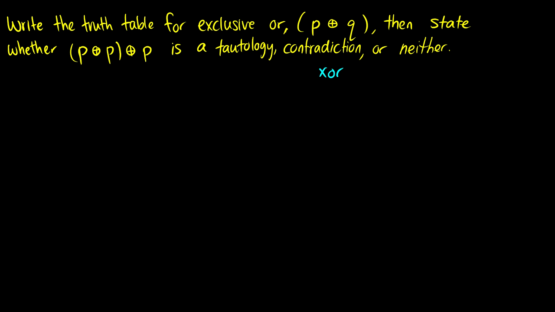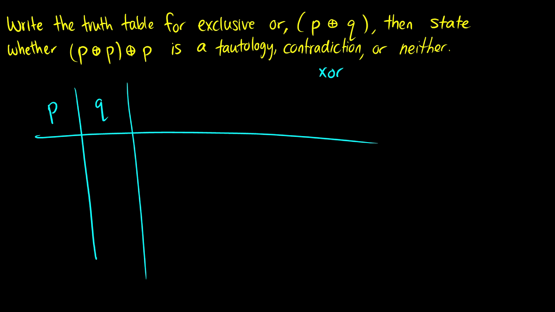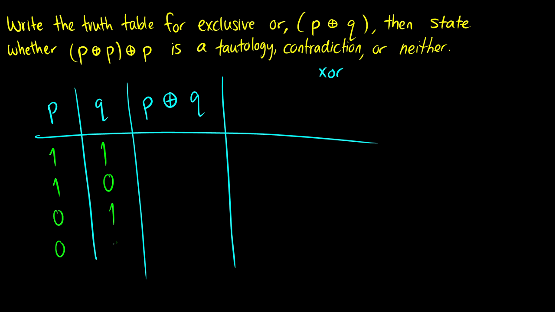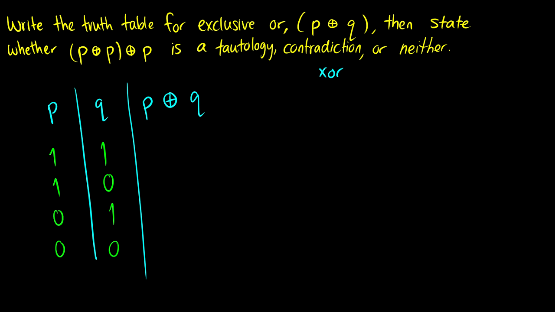XOR is true if and only if P and Q have different values. So here we have P XOR Q. Let's put our truth values in here: 1, 1, 0, 0, 1, 0, 1, 0. It's true when P and Q are different. In the first row, they're the same, so that's false. In the second and third rows, they're different, so we get true. In the last row, they're both false, so P XOR Q is false.